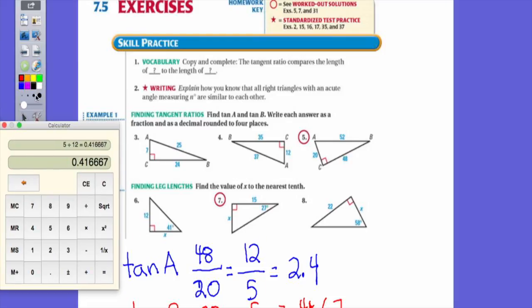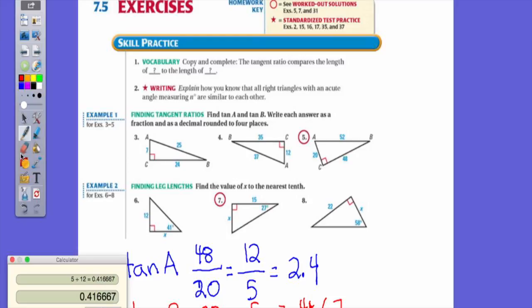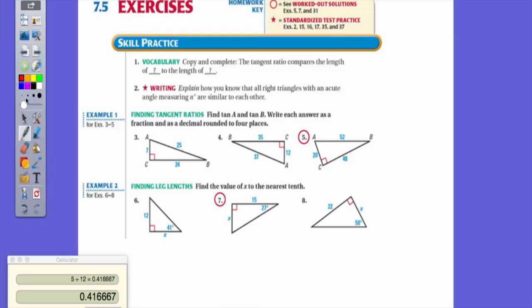Okay? Do we understand those? Okay. So now I'm going to go on to problem number 6. We're going to actually now, instead of finding the ratio, find the length of the missing side.